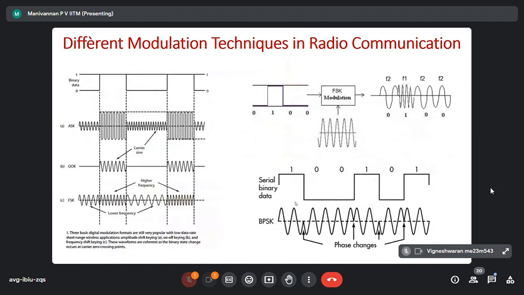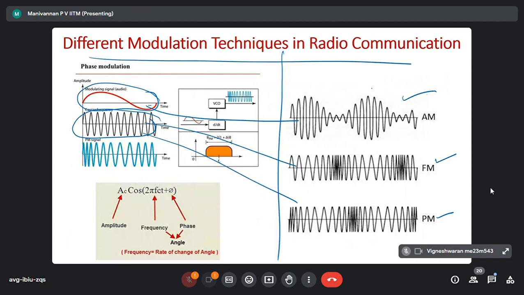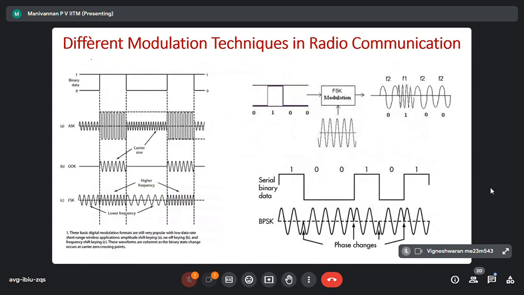This is for analog communication. The signal is varying continuously, right? So this is called an analog signal. The next one is digital, with a different modulation technique for radio communication of digital signals.